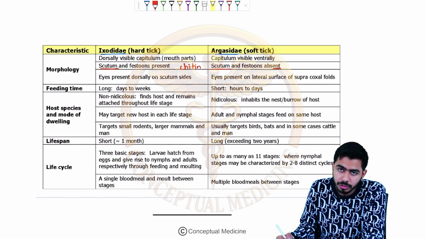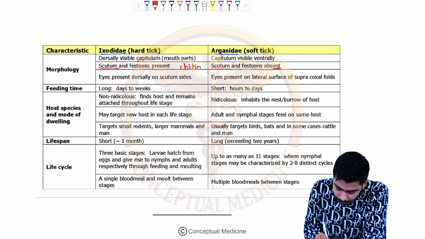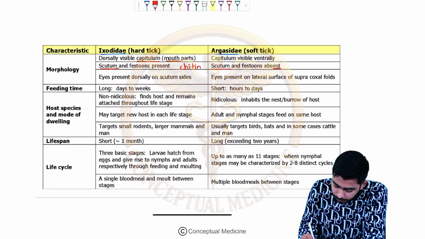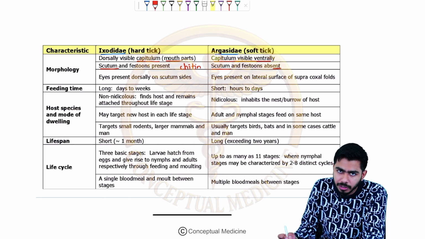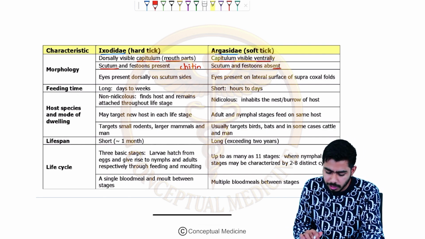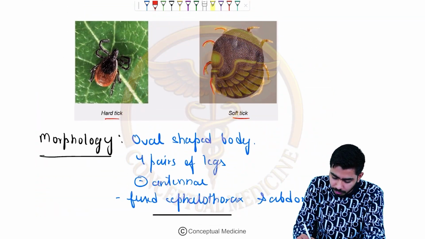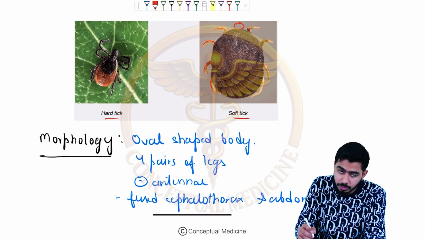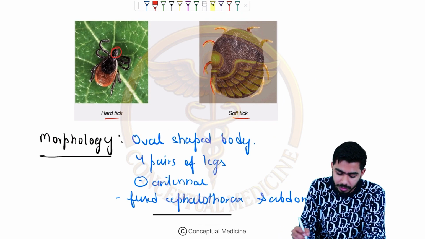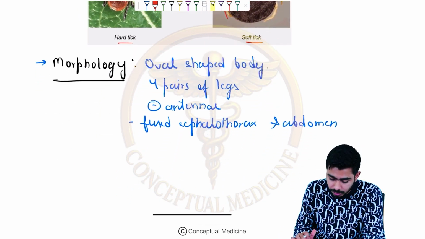Scutum will be absent in the soft tick. Dorsally visible capitulum: that means the mouth parts and the head are visible over there in the hard tick, but in the soft tick the capitulum is visible ventrally. It is present more ventrally. That's why on the top you will not be able to appreciate the head. For example, over here we saw that we are not able to see the head. It is present more ventrally, that's why we are not able to appreciate that. But over here we can see the head very nicely as far as the hard tick is concerned, right?